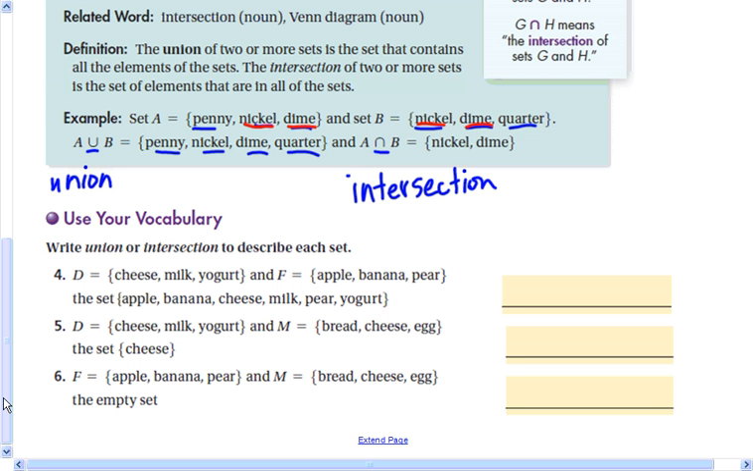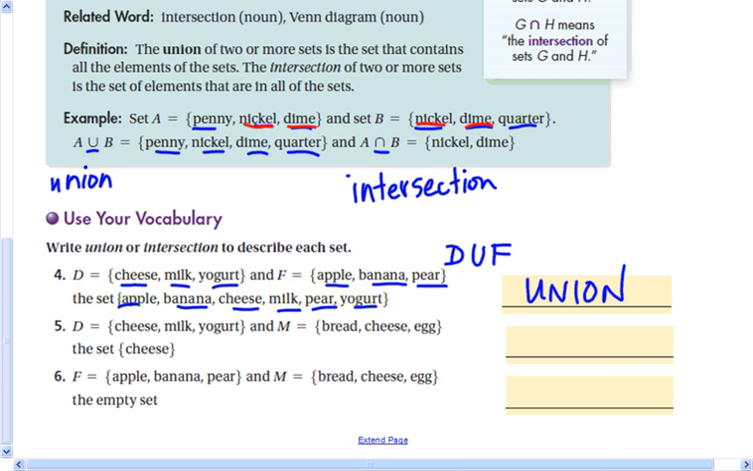Union, remember, can be in either one or the other. Intersection has to be in both. So, with cheese, milk, yogurt and apple, banana, pear: the set apple, banana, cheese, milk, pear, yogurt is in either D or F. Sometimes people will say D or F, but it really means the union of sets D and F.